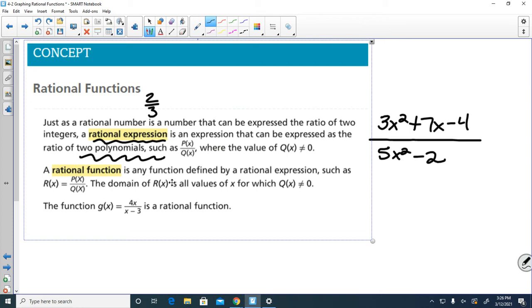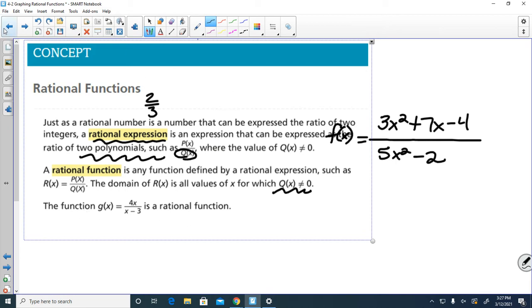A rational function is any function defined by a rational expression, such as r of x equals the ratio. Right now, this is a rational expression. If I say f of x equals that, then I've turned it into a rational function, and that lets us graph it. One thing to note is that q of x, whatever's in the denominator, is not allowed to equal 0, because we are dividing. And so this is a rational function.